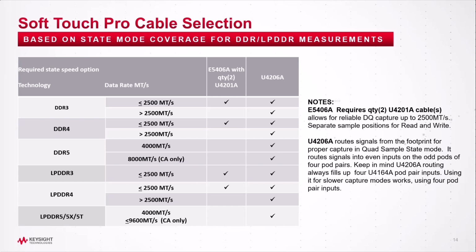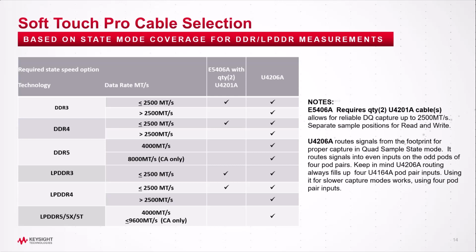This will provide you separate sample positions for read and write. Anytime you go over 2500 megatransfers per second, the only SoftTouch Pro probe that is going to let you capture the data is the U4206A. The U4206A routes signals from the footprint for proper capture into quad sample state mode.